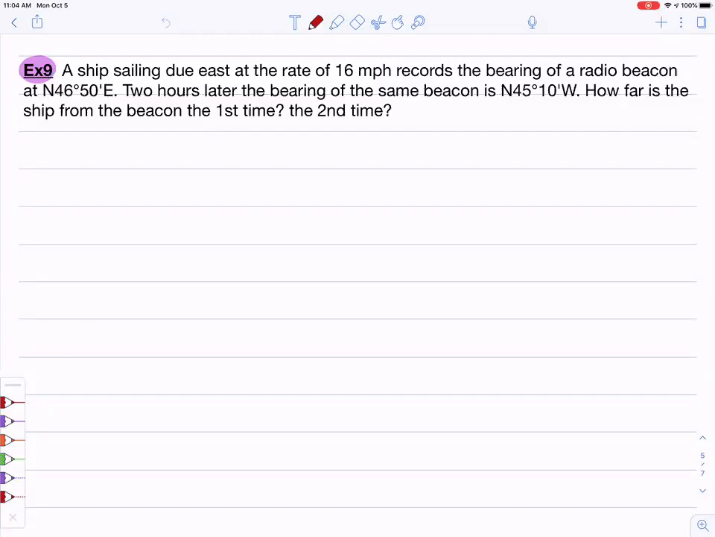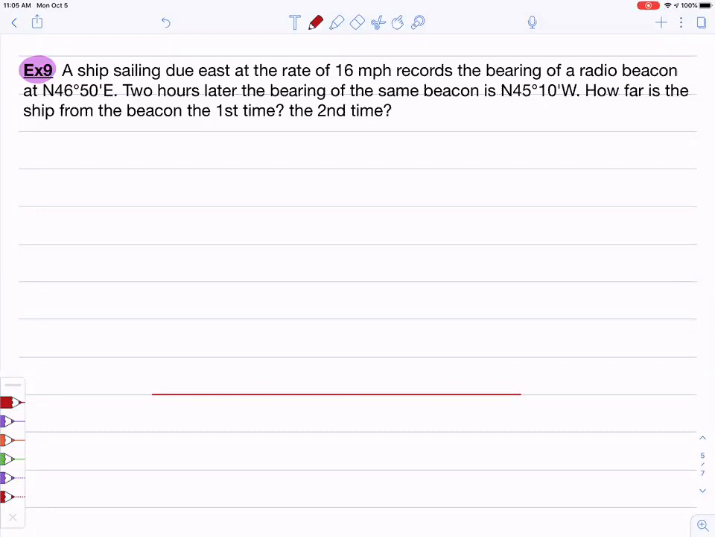So now let's go back and let's decide what exactly we should draw. Looking at the very first few words, a ship sailing due east. What does that look like? It's horizontal, okay? So let's draw horizontal then. So my ship is sailing due east. It might look something kind of like this.